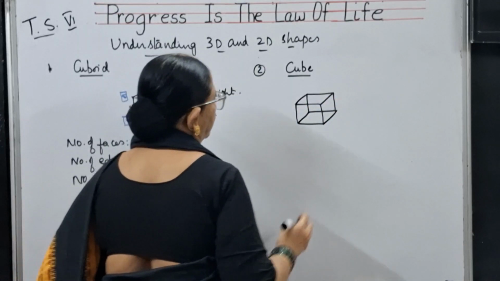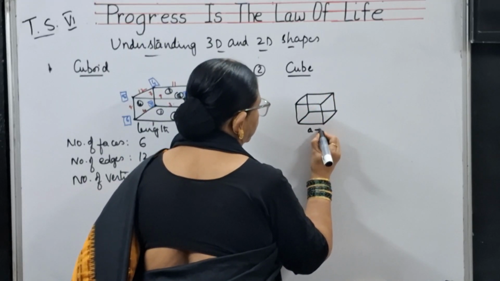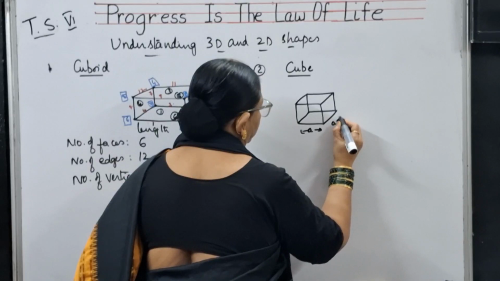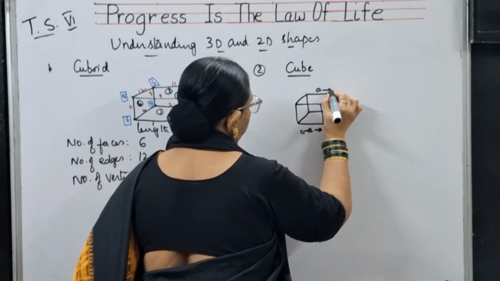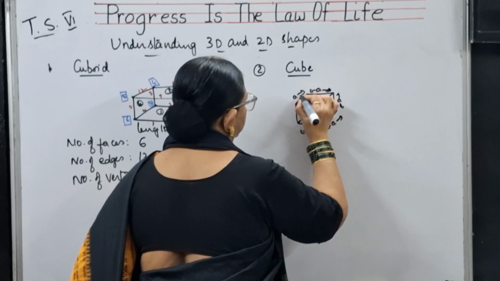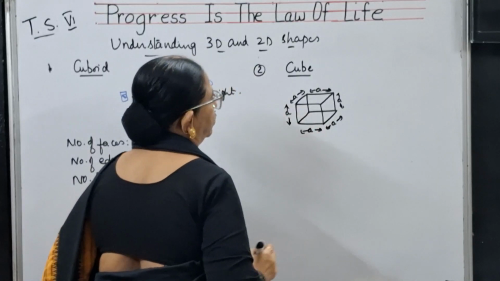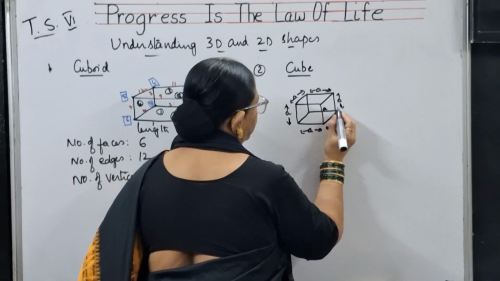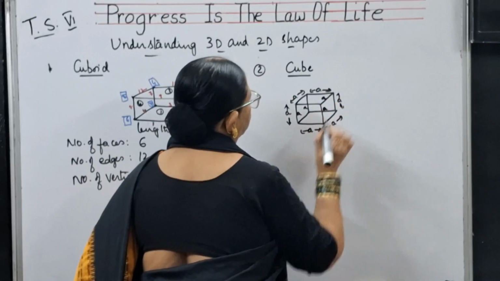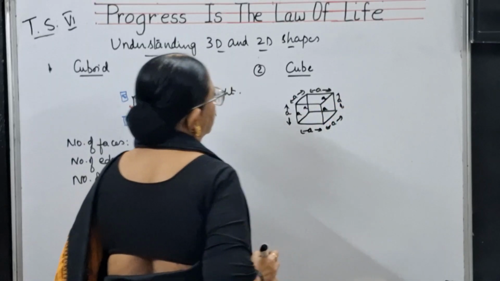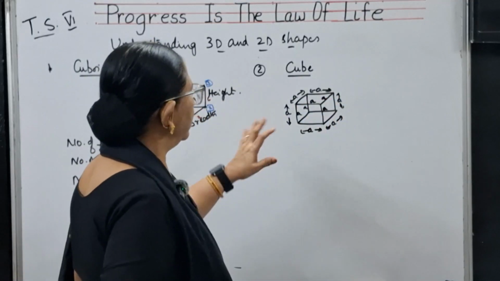This is a cube. These are all sides. Each side is measured as A. This is A. This is A. A is the side. A is called the side of a square actually. So here also we will call them A only. So this is one side. This is one side. This is one side. And this is one side. This one on top is one side. So these are all sides.